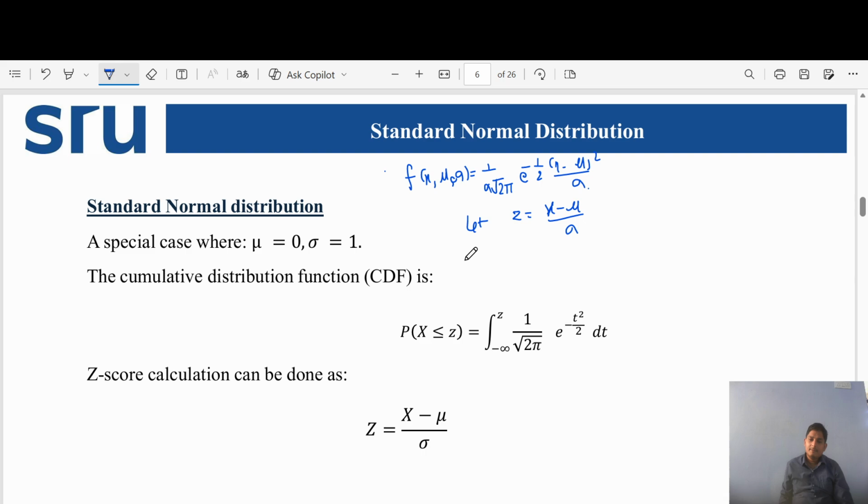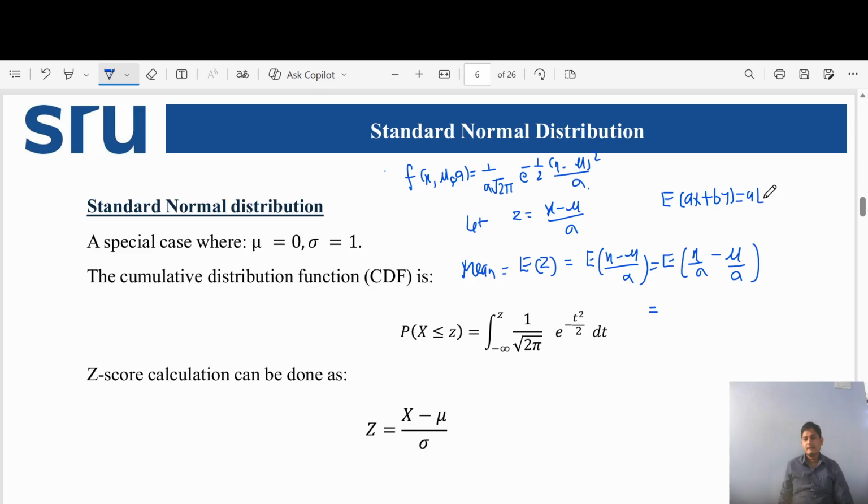Now we evaluate the mean. What is the mean? Mean is the expectation of z. We evaluate the expectation of z. So it becomes E of x minus mu upon sigma, E of x by sigma minus mu by sigma. So what is the property? The property of E of ax plus by is nothing but a times the expectation of x plus b times the expectation of y, where a and b are constants.